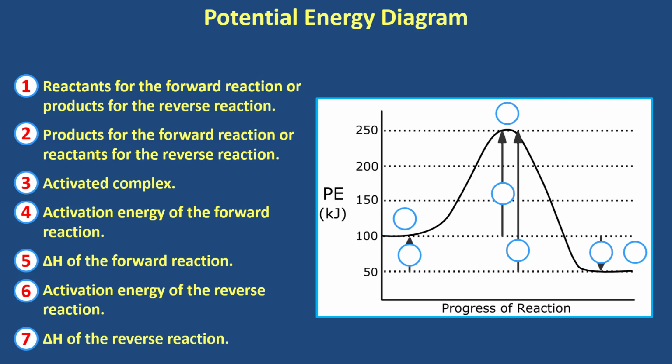So the reactants for the forward reaction, the potential energy, would be right here at the beginning, like we saw on the previous diagram.